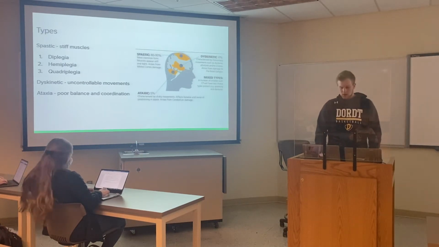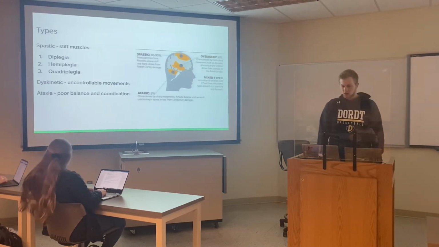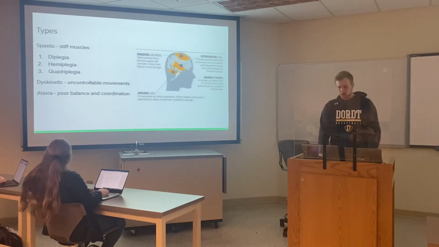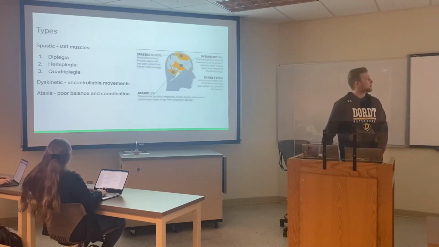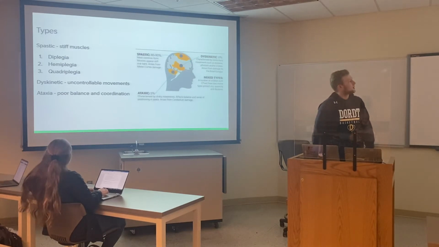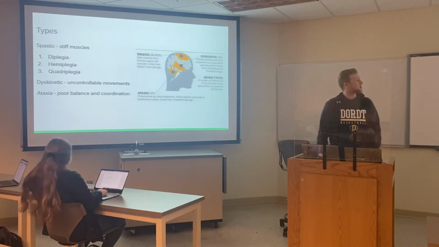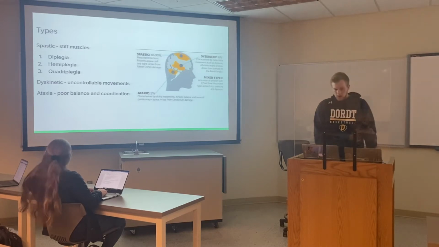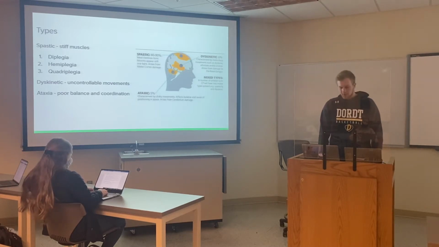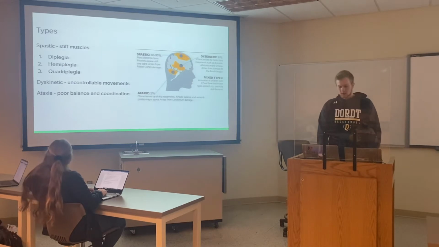The first includes spastic cerebral palsy, and this is the most common. It accounts for 80% of cerebral palsy diagnoses, and there are three types within spastic CP. As you can see in the picture, spastic CP involves motor cortex damage in the top of the cerebrum. The first type is known as diplegia, and this involves muscle stiffness mainly in the legs or in two limbs. The second type would be hemiplegia, and this involves muscle stiffness on only one side of the body.